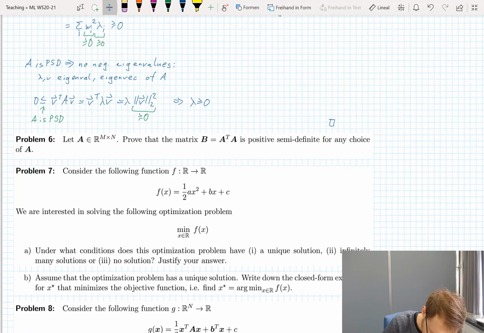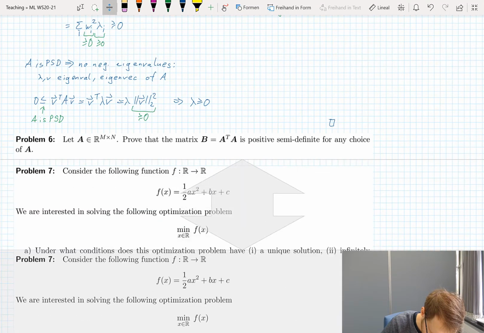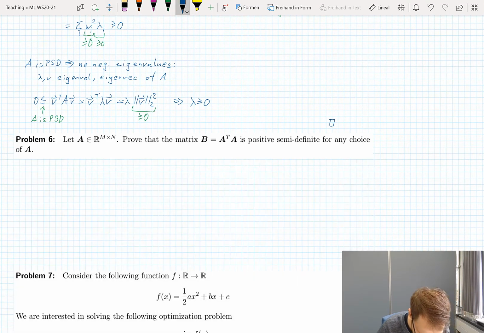Problem 6. Let A be an element of R^(m by n). Prove that the matrix B equals A transposed A is positive semi-definite for any choice of A. Okay, so we go back to the definition. x transposed B x. That's what we are interested in. So that's the same as x transposed A transposed A x.